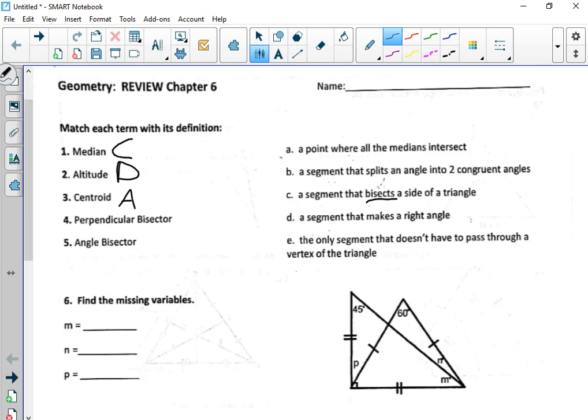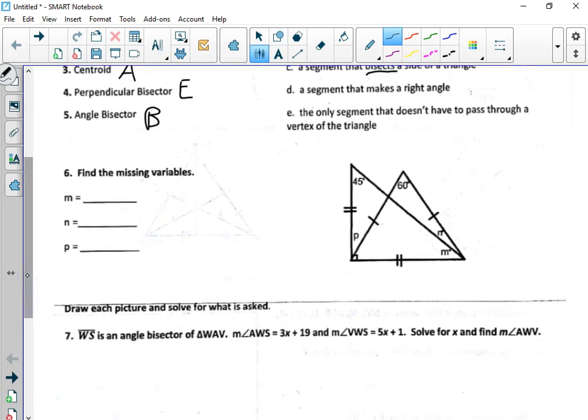Perpendicular bisector, that is E. It's the only segment that doesn't have to pass through a vertex of the triangle. It is both perpendicular, like an altitude, and a bisector, like a median. So this is the combination of a median and an altitude. But it doesn't have to come from a vertex, like the median. And angle bisector is B, a segment that splits an angle into two congruent angles. It bisects it.